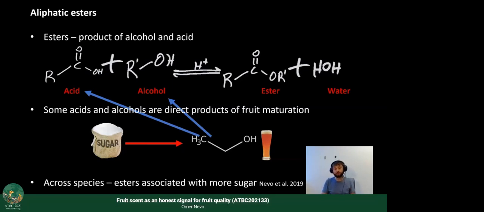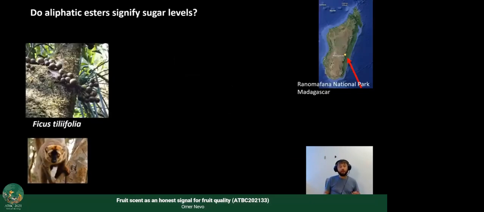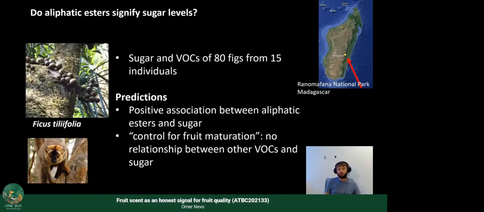So to address this question, whether aliphatic esters signify sugar levels within species, I conducted a study on Ficus tiliifolia. It's a fig species that grows in Madagascar and is dispersed by lemurs. And what I did was to sample the sugar levels and the VOCs, the chemicals in the scent, of 80 figs from 15 individual trees.